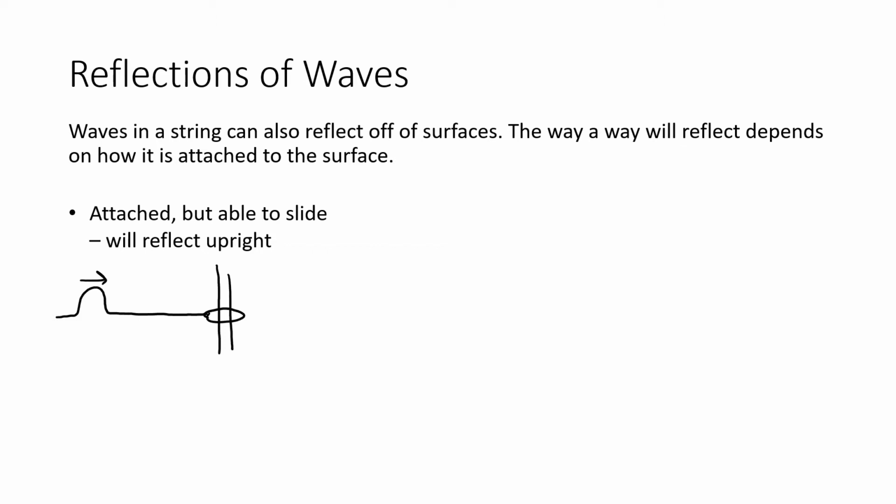As the wave travels down the string and hits that surface, you imagine that ring on the pole just sliding up and then back down. What we'll see is that the wave is reflected and it stays upright. So it will reflect and stay upright.